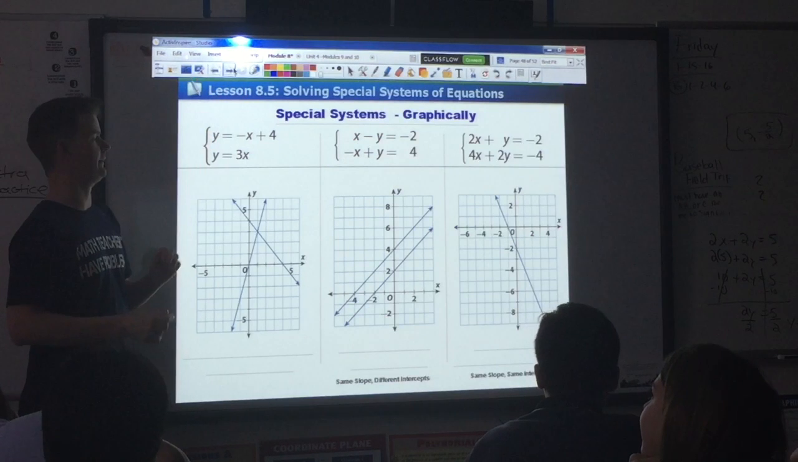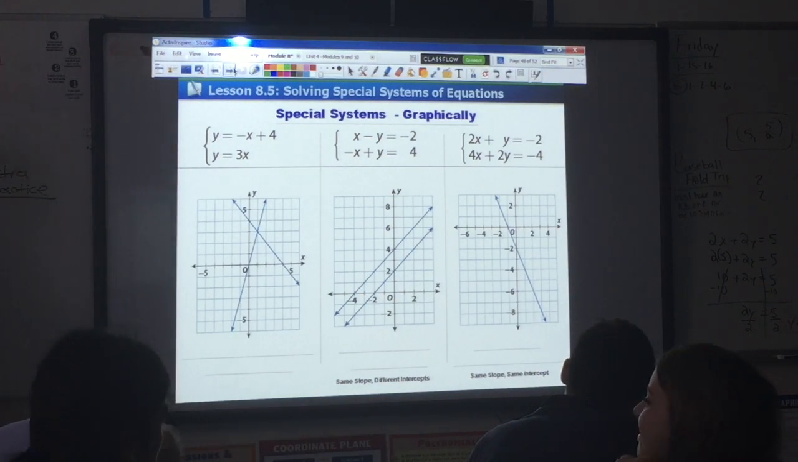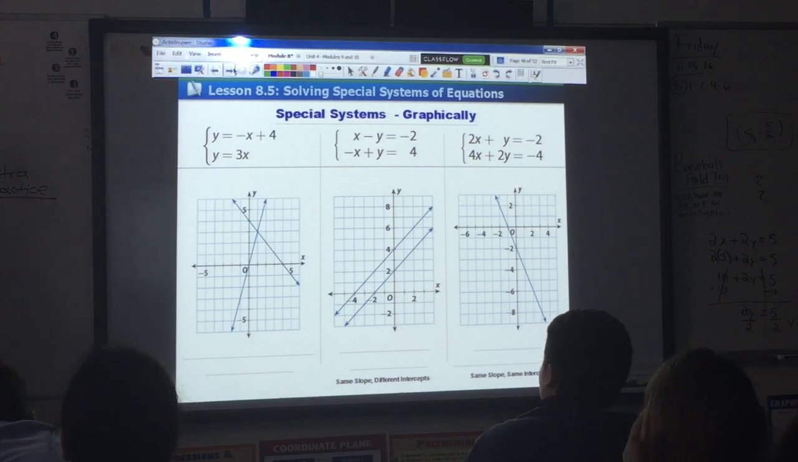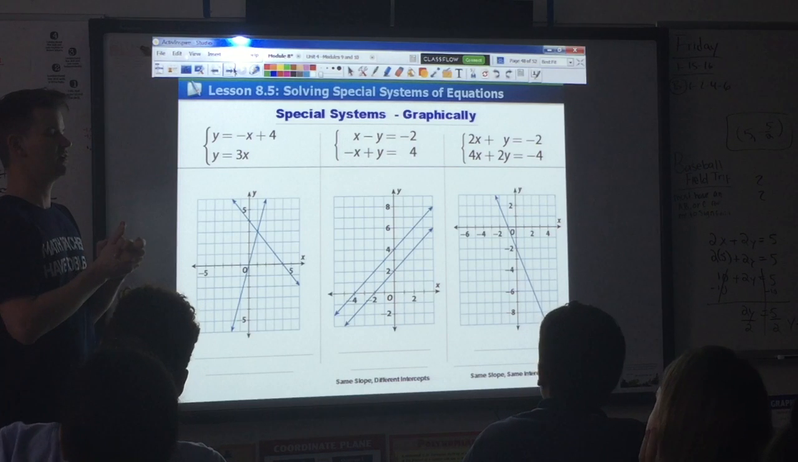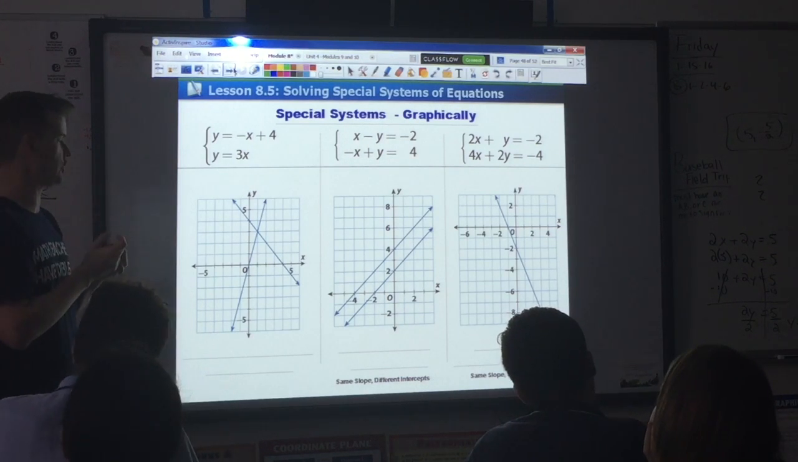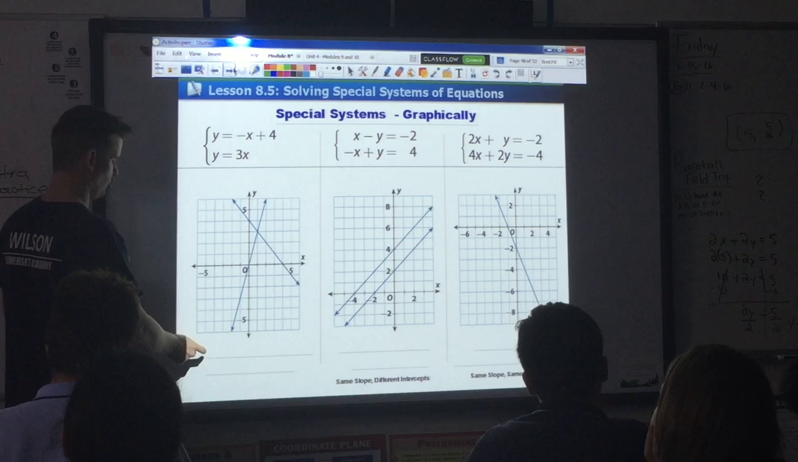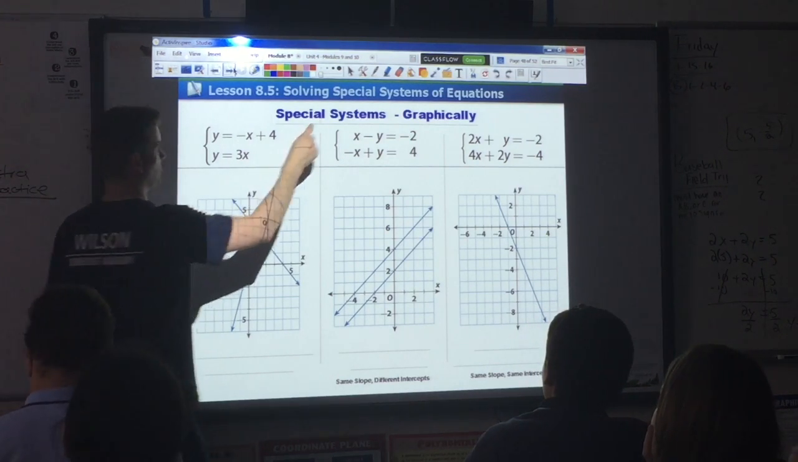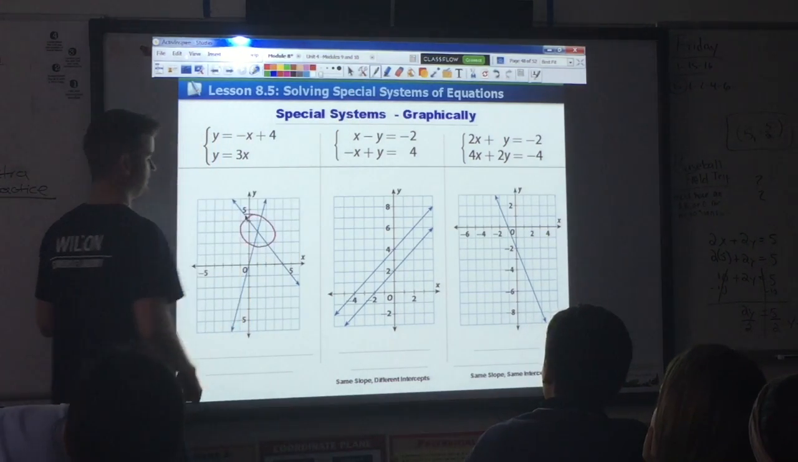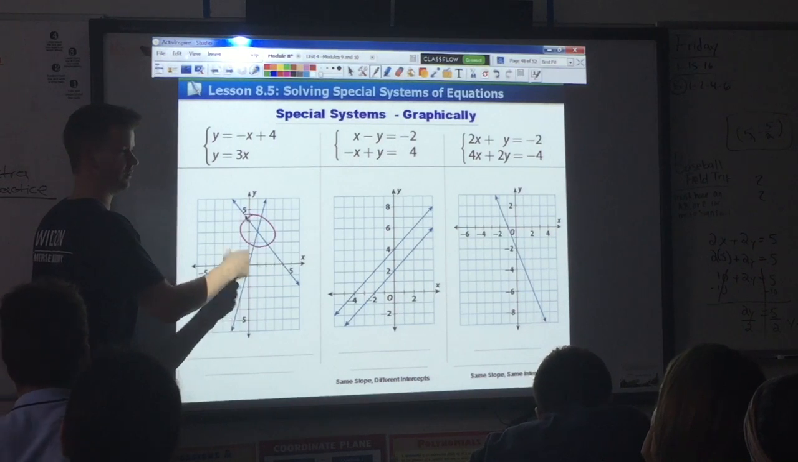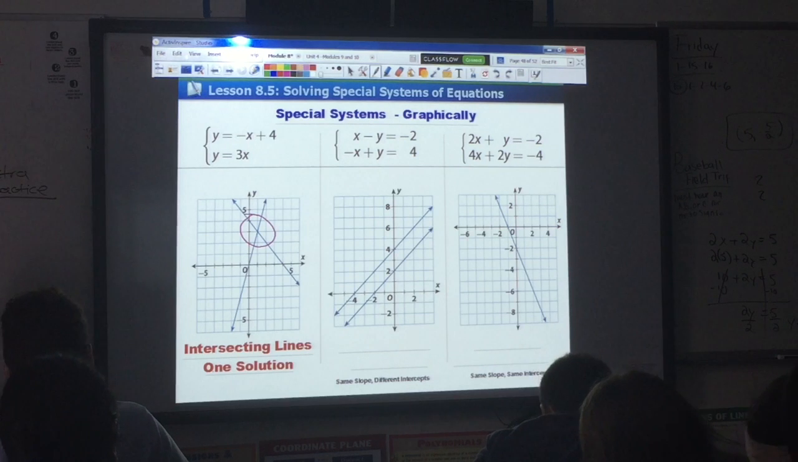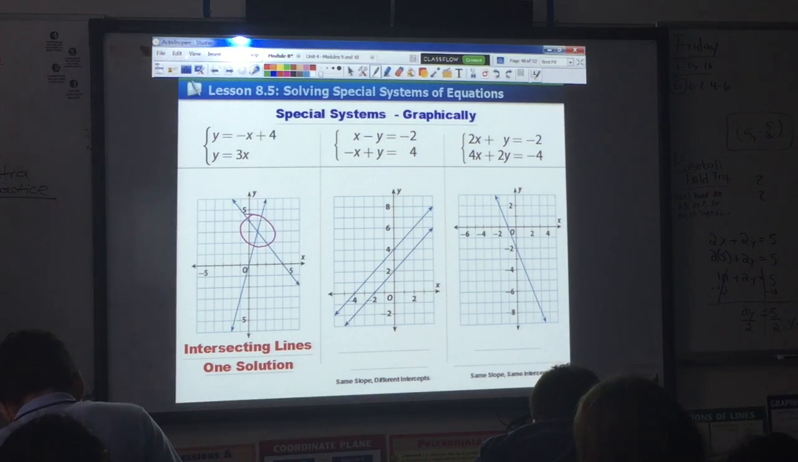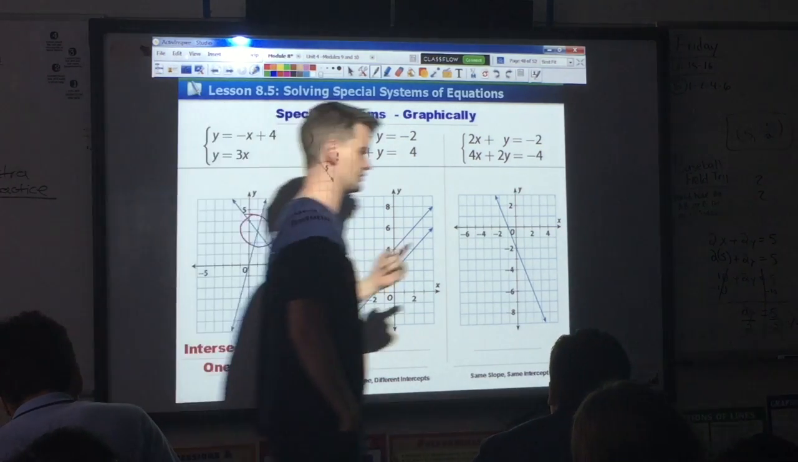All right. Last thing that we have to do is solve special systems. Now, no new mathematical tricks here. We just need to understand that so far to this point, whenever we solve something, we've always gotten a coordinate pair as an answer. And that coordinate pair corresponded to an intersecting point on the graph. We're not always going to have that. When we have an intersecting line, that's known as one solution. We will not always have systems that have one solution.